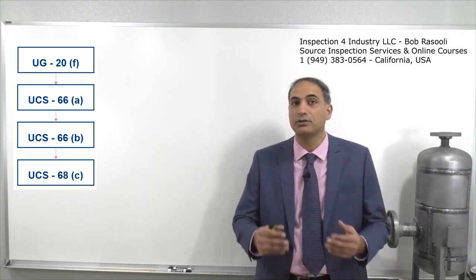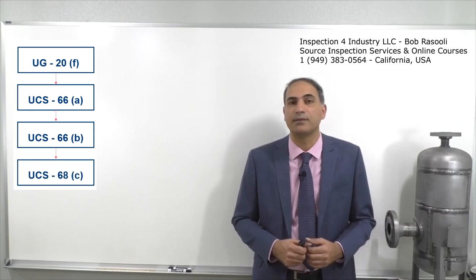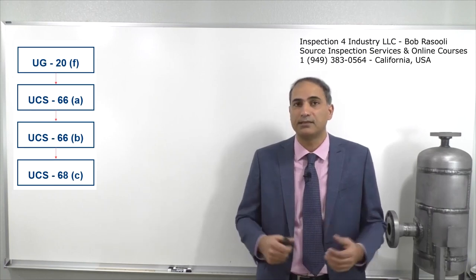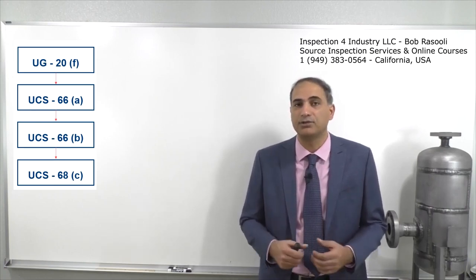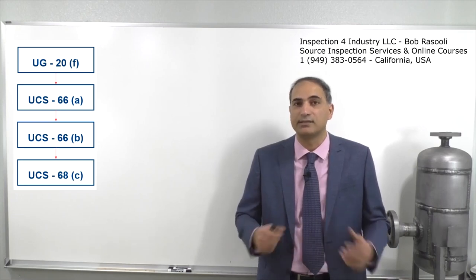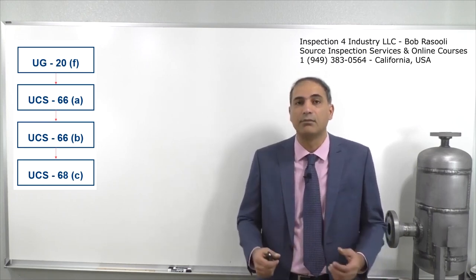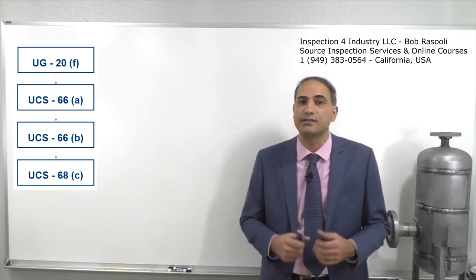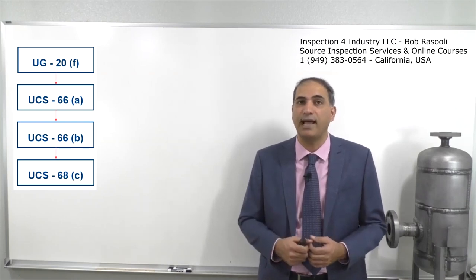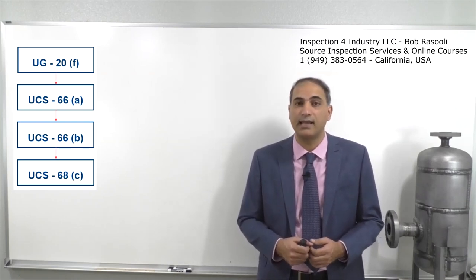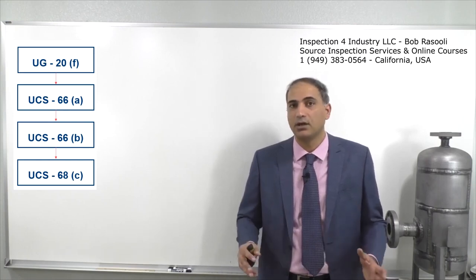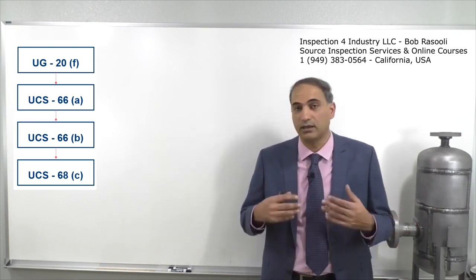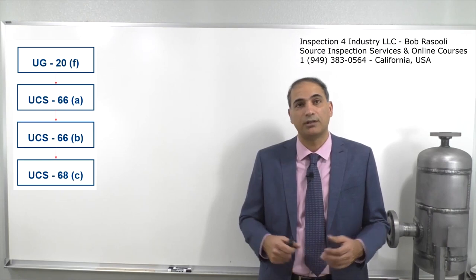If not, you have to go to the next step, which is UCS-66(b). You assess based on UCS-66(b) to see if you can get exempted. If you're exempted, stop the assessment; you don't need to proceed. But if you couldn't get exempted by UCS-66(b), then you have to go to the next step, which is the last step, UCS-68(c). If you're exempted, good to go. If not, then you have to perform the impact testing on the plate material, which is not exempted.